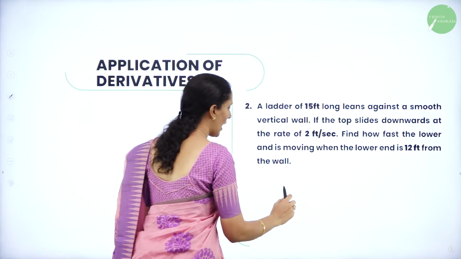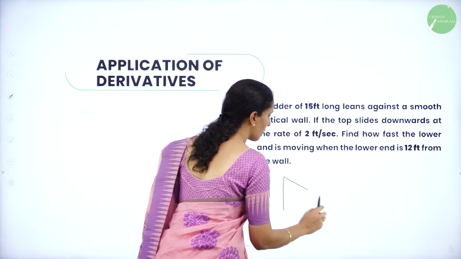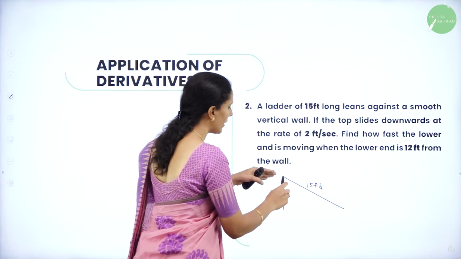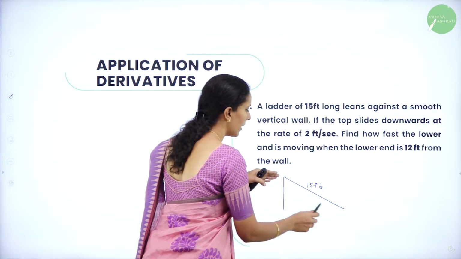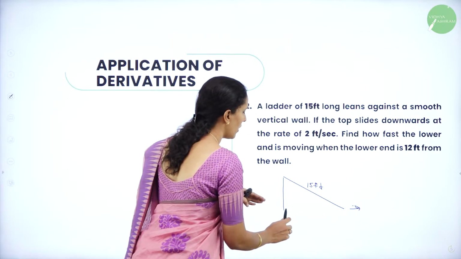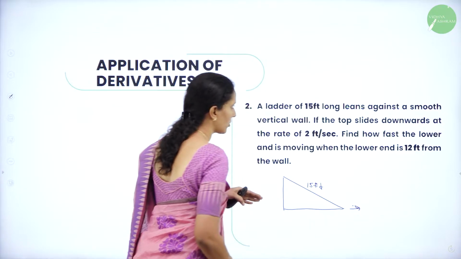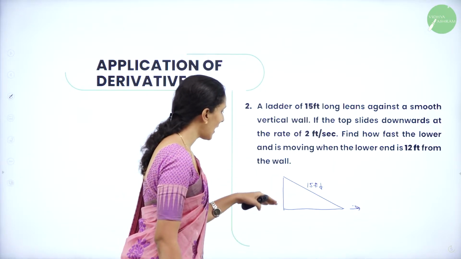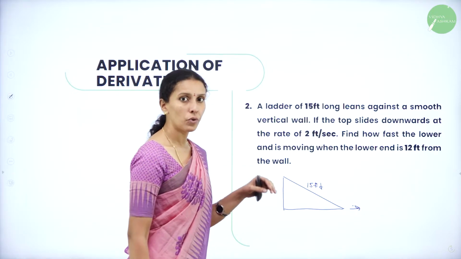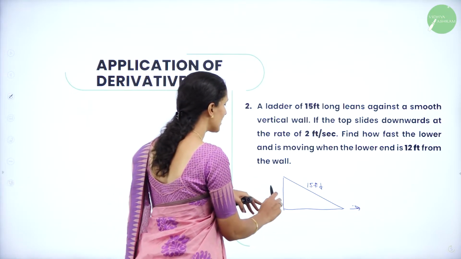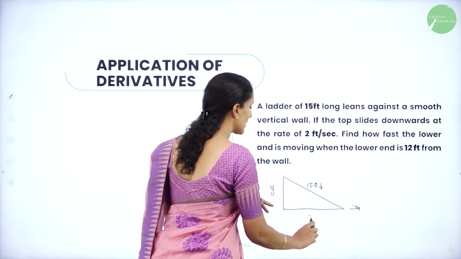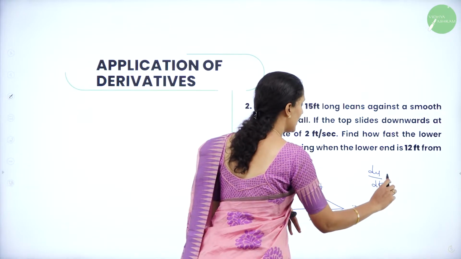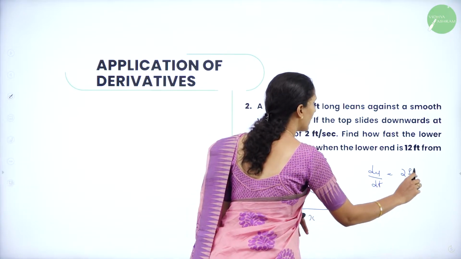Now, we have a ladder which is leaned against a wall, and the ladder is 15 feet long. Now, if I decrease the height here, then it slides this side. So now it is moving in this direction. They have given that the top slides downwards at the rate of 2 feet per second. If I take this as y and this as x, they have given dy by dt is decreasing at the rate of 2 feet per second.